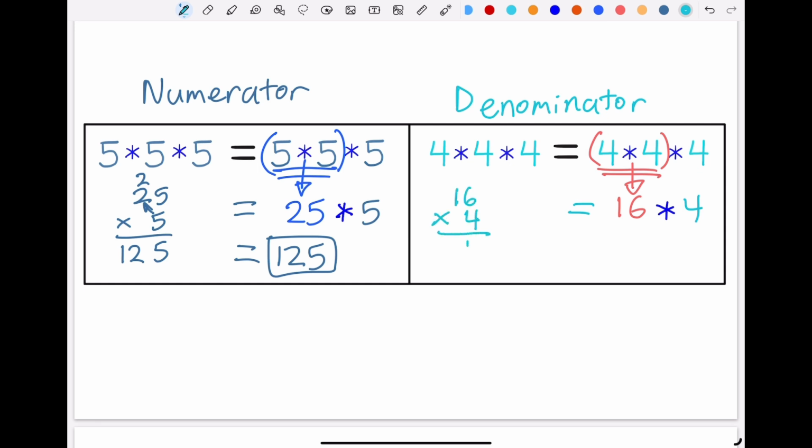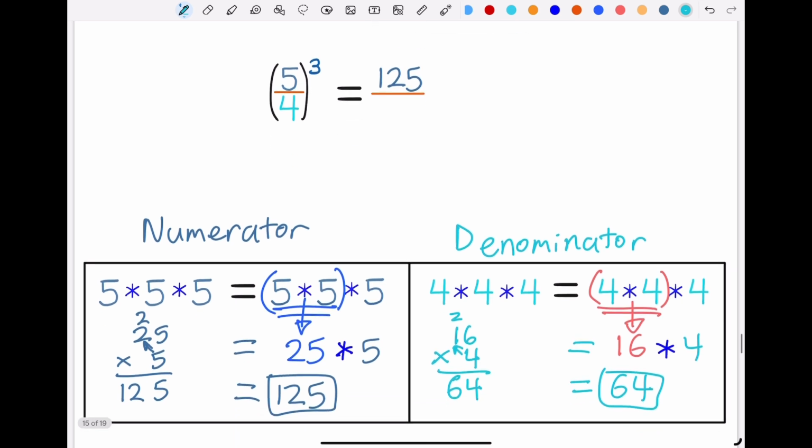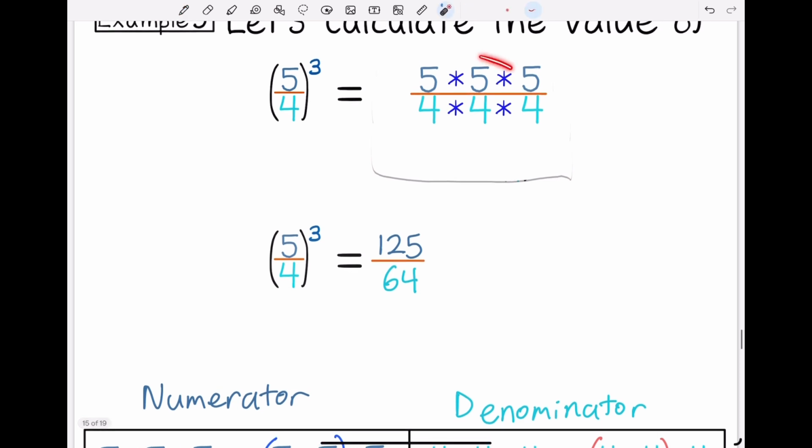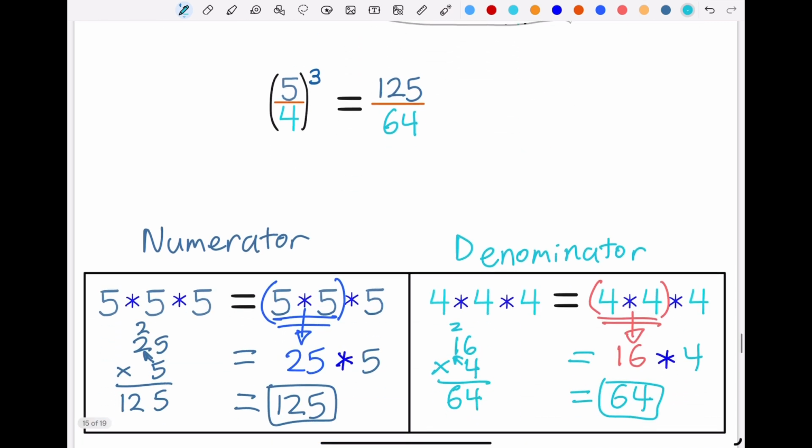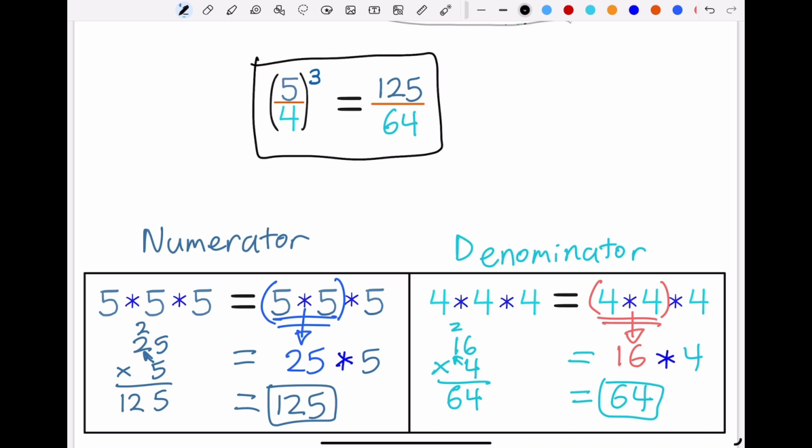So 4 times 6 is 24, so we carry the 2. 4 times 1 is 4, plus 2 equals 6. So this is equal to 64. The product of three 4's is 64, so that means our denominator is 64. So all of this here evaluates to 125 over 64. And so 5/4 to the third power equals 125 over 64. And we are done.